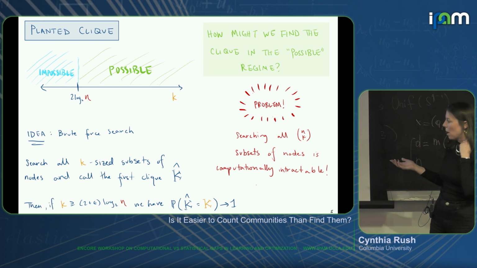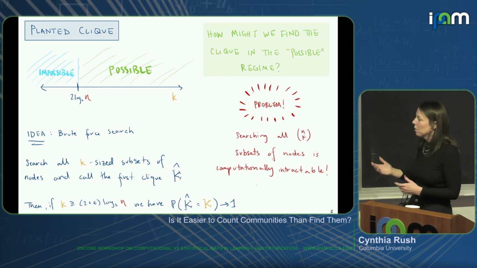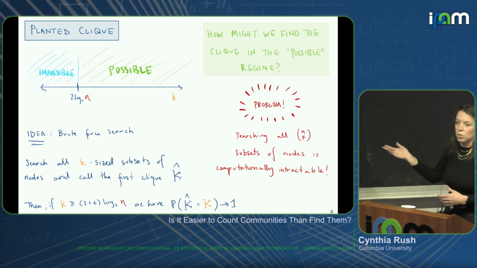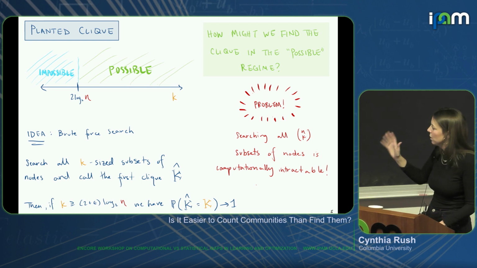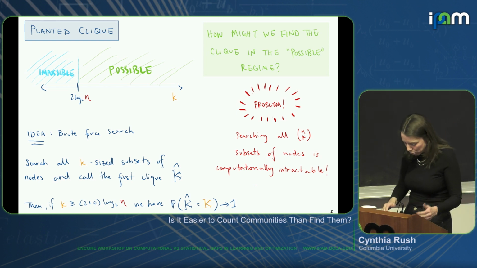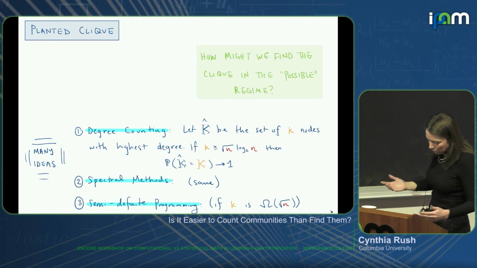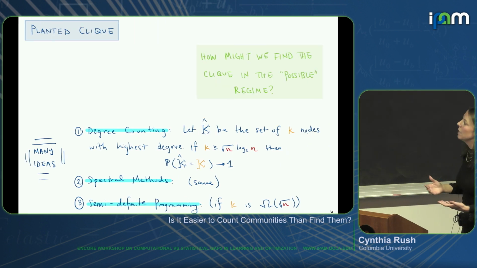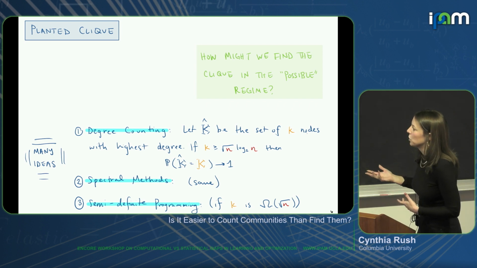But of course, there's a problem with this brute force search, right? Searching over all n choose k subsets of nodes is computationally intractable, and so when the problem size is big, this isn't actually a solution. So of course, there are many ideas about what we could do to find the clique more efficiently, right?